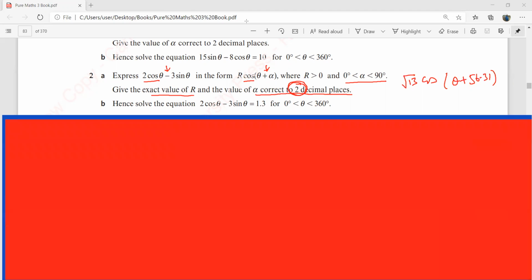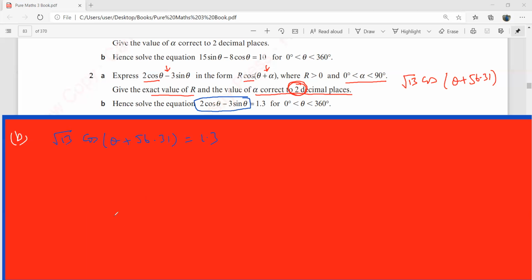So this B part says, hence solve this equation. Instead of all of this, what should I write now? I'll simply write root 13 cos, and that is equal to 1.3. You see, that was the purpose of learning this new method.